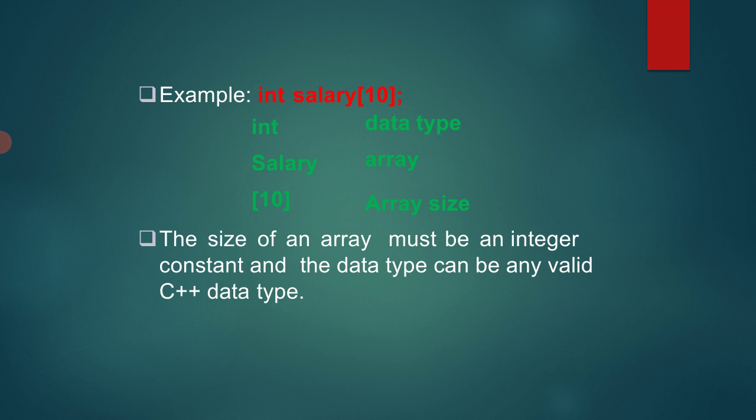But there is one thing: if you are declaring an array, then you cannot make use of two different data types in the same array. That is not allowed in C++. So whenever you have to choose a data type, you have to choose the data type for the whole array, not for some elements.